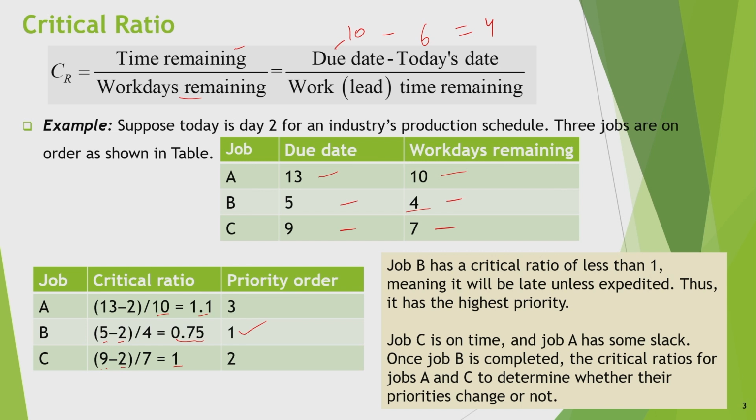And job C is on time. So you just give it 2. And job A has some slack. This is 1.1. Once job B is completed, you can also recompute the critical ratios for job A and C to determine whether their priority changes or not. But right now B has to be done first, followed by C and followed by A. So this is first, this is second and this will be third in order. So that is how we can make use of the critical ratio.